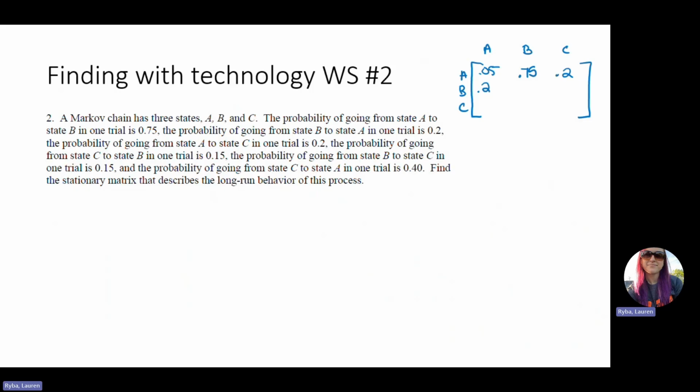Keep reading. The probability of going from C to B, so third row, second slot, is 0.15. The probability of going B to C is 0.15. Second row, last spot, 0.15. Counting up that row, I've accounted for 0.35. That's going to leave 0.65 for B to B. And C to A, first one in the last row, 0.40. Total of that so far is 0.55, leaves 0.45 to remain in C.